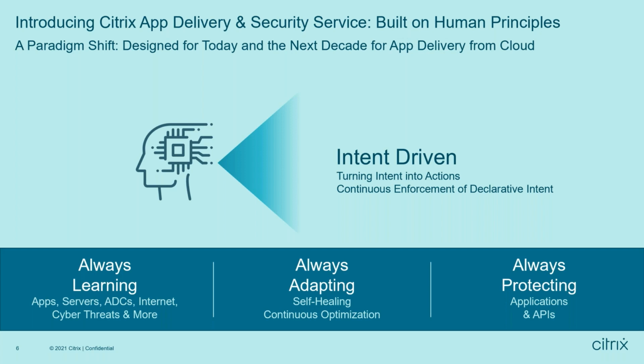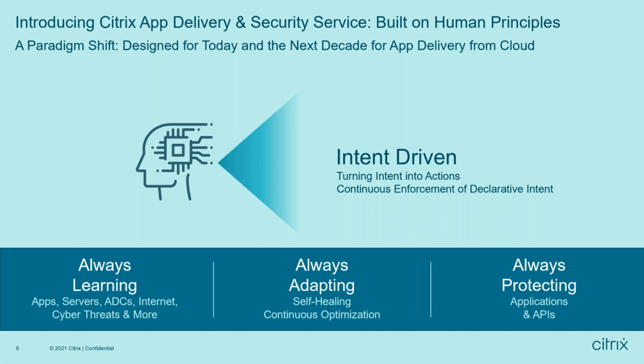With all these changes in the market, and to address them, we introduced the Citrix App Delivery and Security Service, and primarily it is built on human principles. As a human, you go to a new place, you see the environment changed, and you always learn new things. You cannot just stop learning. Our brain cannot just stop learning. When it sees something new, when we hear, we always learn. So even for the ADS service, when you attach your applications, it learns about the applications. It learns about the clients, traffic, internet awareness, everything it tries to learn. Obviously, all the data is anonymous.